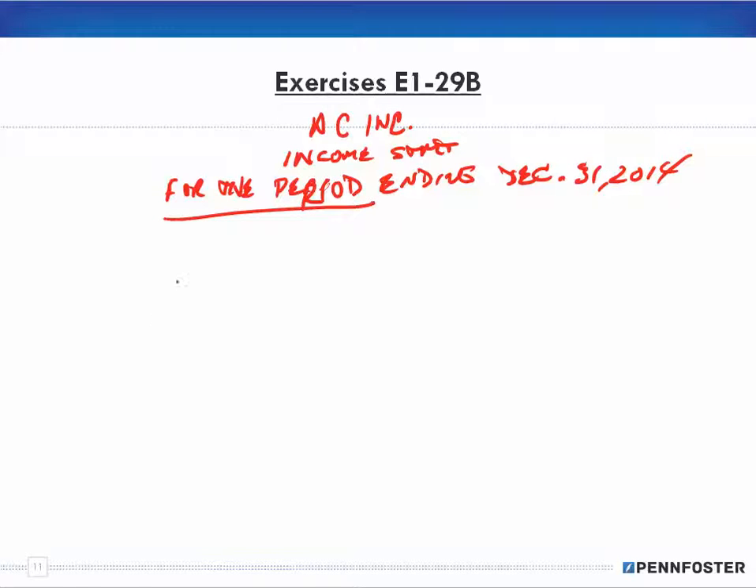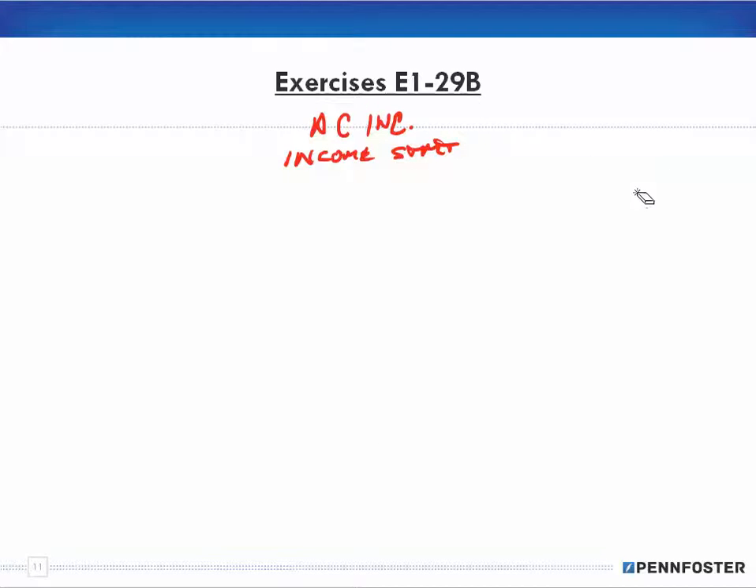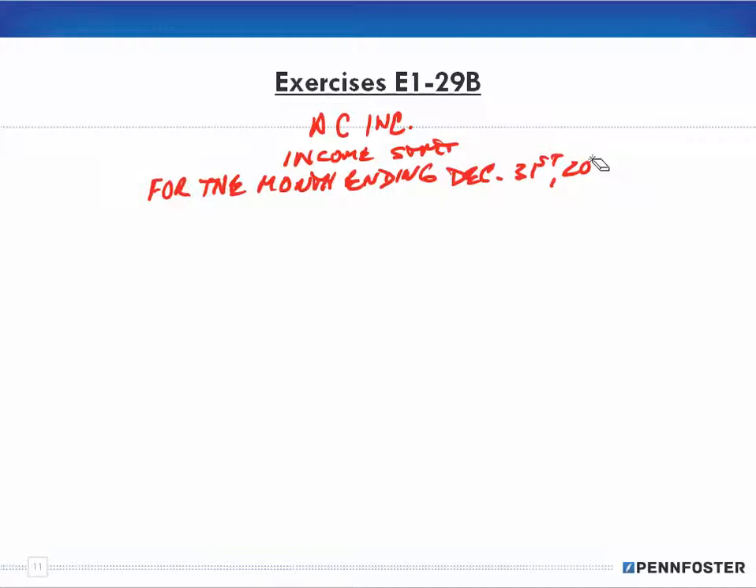I can state it as for the period ending, or I can state it as the accounting period that we're using, meaning, in this case, for the month ending December, and I'm abbreviating here, 31st, 2014. Okay. So if this happened to be quarterly, well then it would be for the quarter ending. If this was yearly, it would be for the year ending. All right. But the point being is that the date has to reflect the period of time.